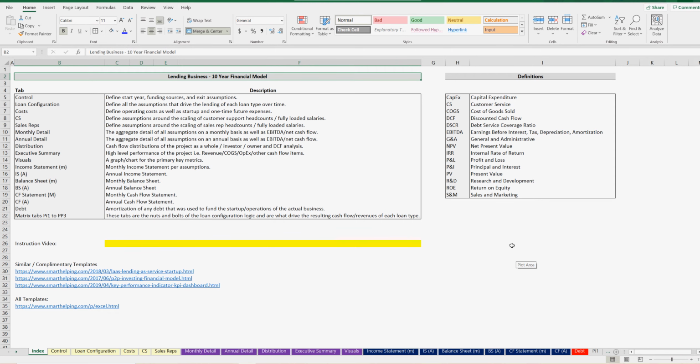SmartHelping.com here, and I finally completed the lending business 10-year model. I've been live streaming it for about 5 weeks. It's been intense, but it's again up there with one of the top models I've ever done. So let's just get into it. I'm going to go through each tab, what it does, all the assumptions, and how everything works.